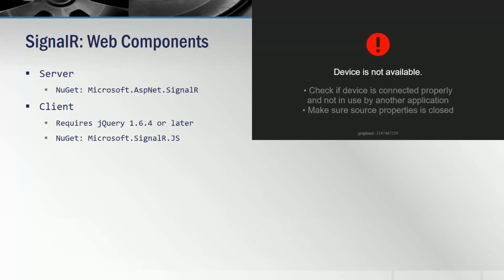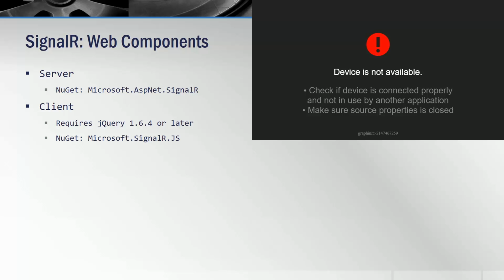Now, server components. Pretty simple. NuGet. Install Microsoft.AspNet.SignalR. It'll install all the dependencies. How many of us do NuGet? How many of us love NuGet? Yes. We no longer have to worry about our dependencies. Yay! So NuGet, that's all you need to do.